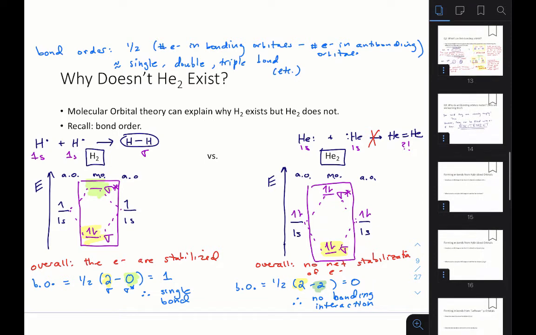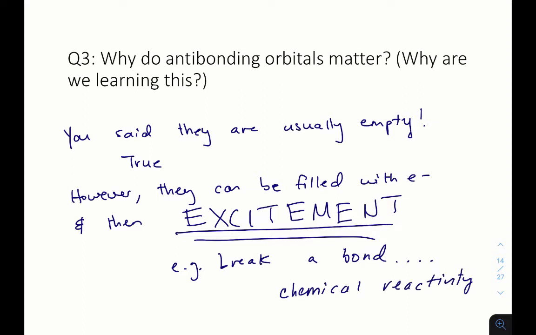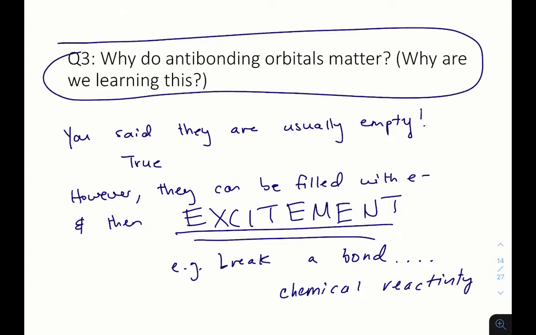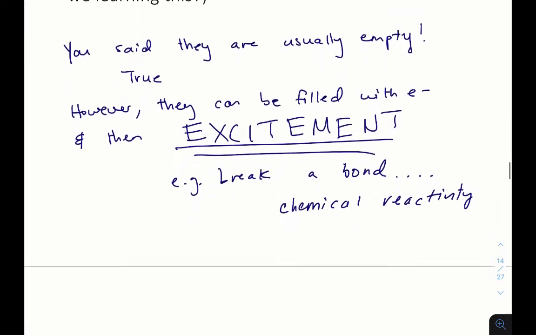Yeah, so one example of exciting things that could happen is that filling an antibonding orbital with electrons can break a bond. Eventually, we'll start to talk about the chemical reactivity of organic compounds. And in many cases, we will use molecular orbital theory to rationalize what's going on. So they matter, accept it for now, and you will see the excitement as we continue on in the class.